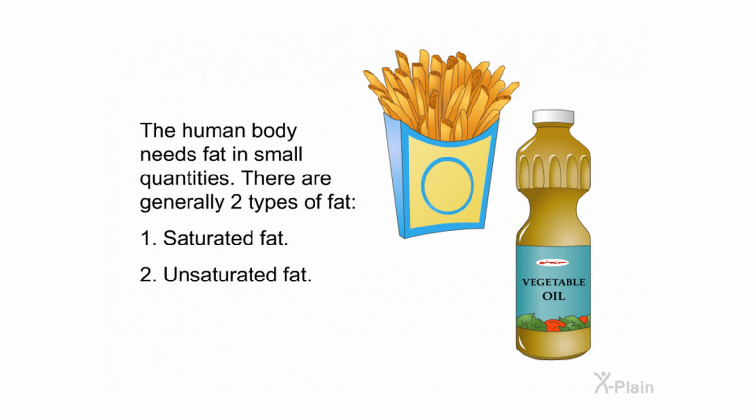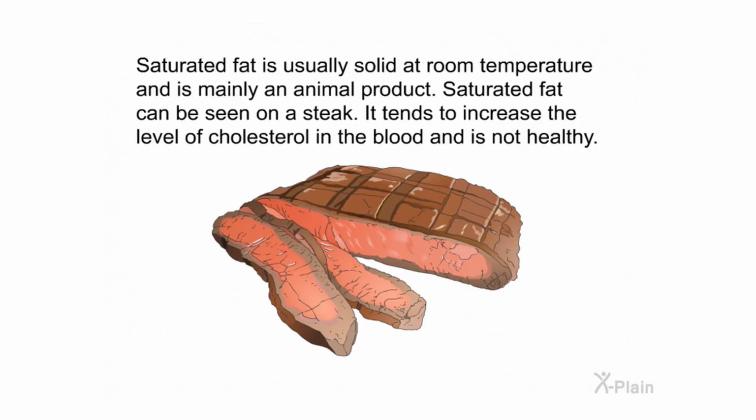The human body needs fat in small quantities. There are generally 2 types of fat. 1. Saturated fat. 2. Unsaturated fat. Saturated fat is usually solid at room temperature and is mainly an animal product. Saturated fat can be seen on a steak. It tends to increase the level of cholesterol in the blood and is not healthy.